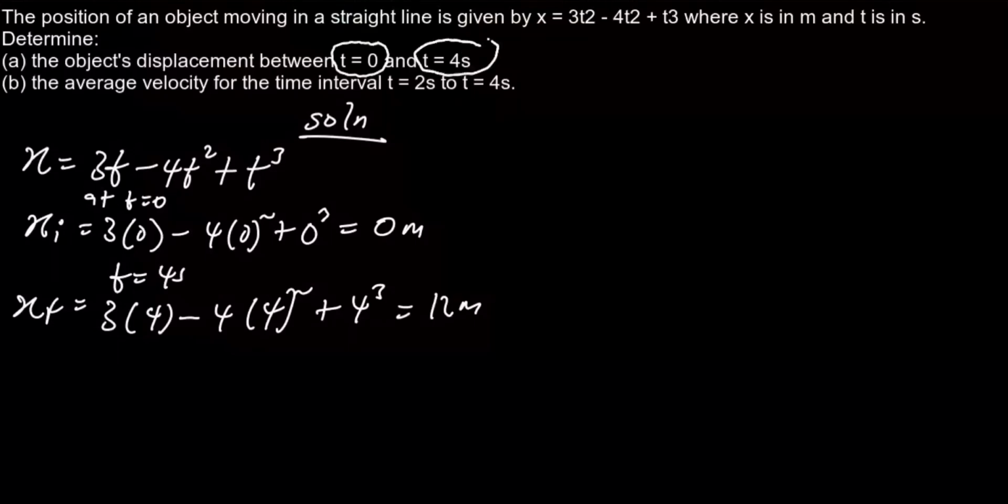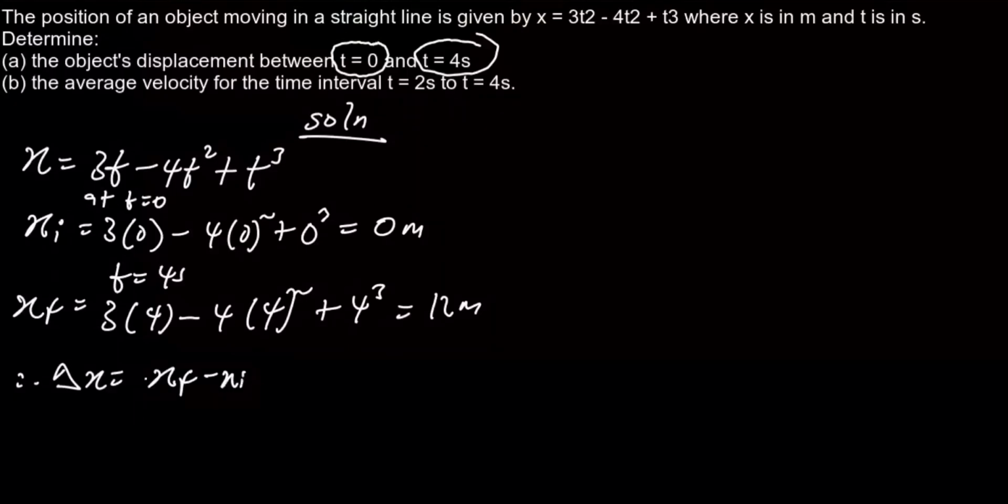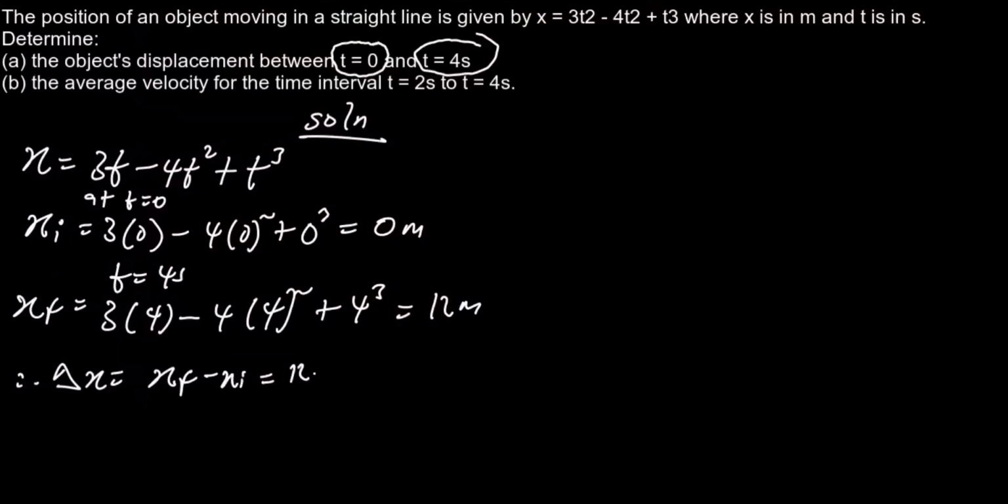When you substitute t equal to 4, you get your final displacement. So therefore, my displacement will be equal to what? Final position minus initial position, that's x_f minus x_i. So this gives me 12 minus 0, and the answer is 12 meters.